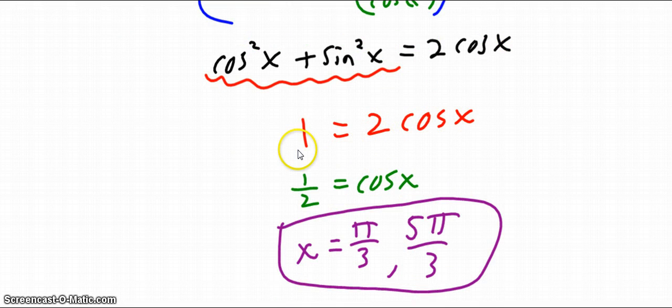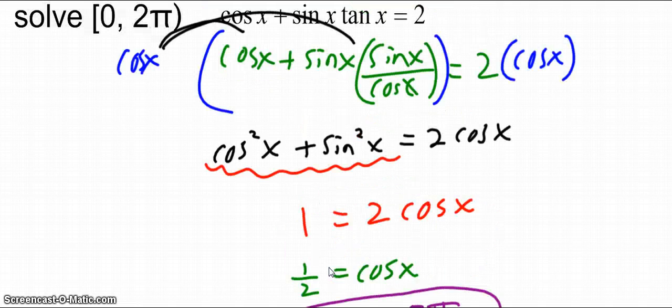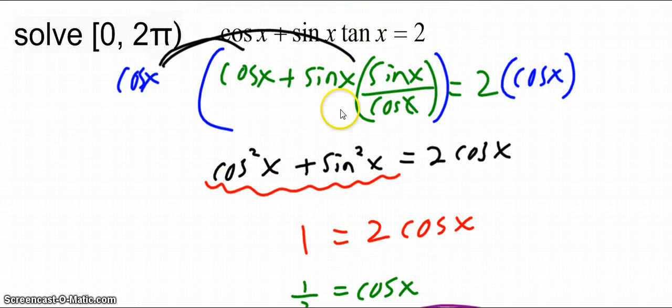Now, how do I solve? Divide by 2. 1/2 equals cosine of x. Where does cosine of x equal 1/2? Great question. Unit circle. Pi over 3, 5 pi over 3. Boom. Done. I do want to point out, so another potential strategy that you might have taken, either way you probably need to do the same first move that I did here.